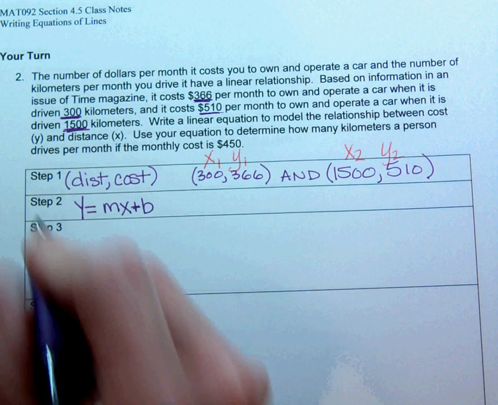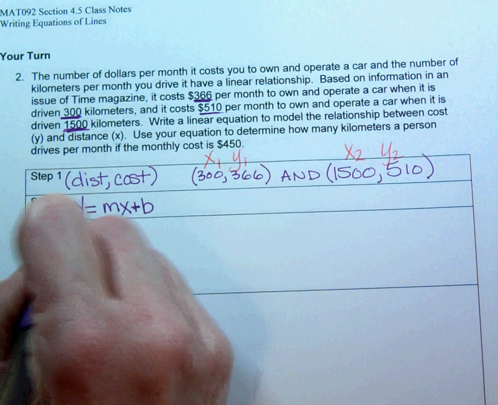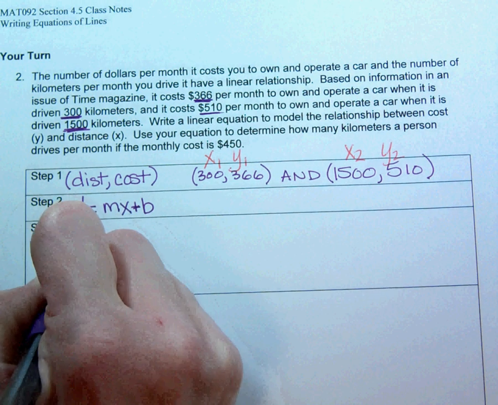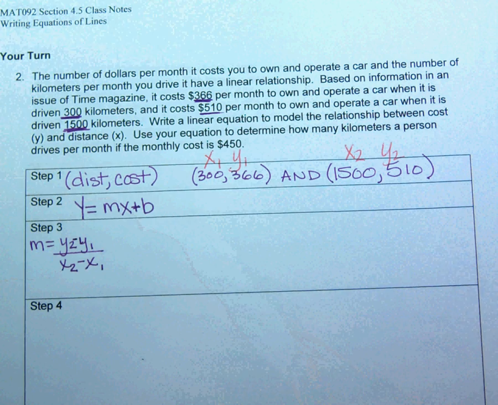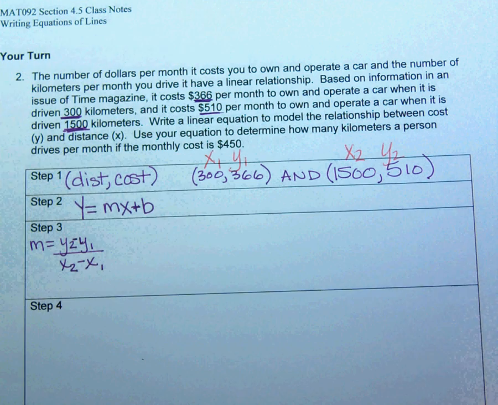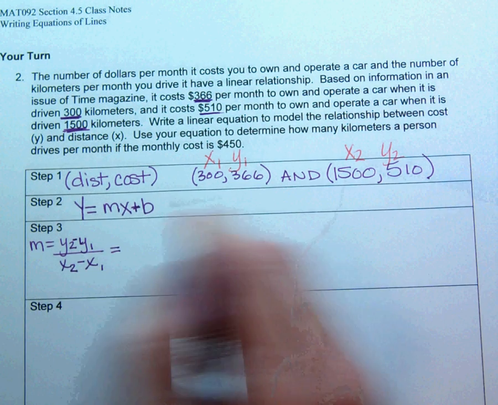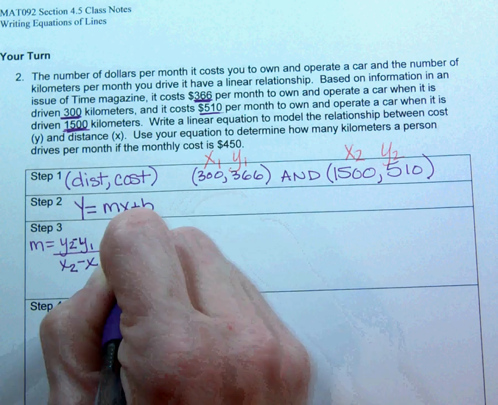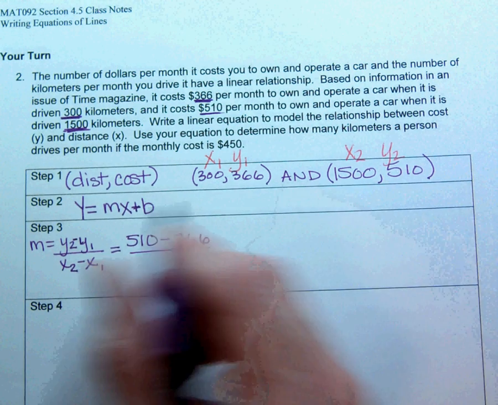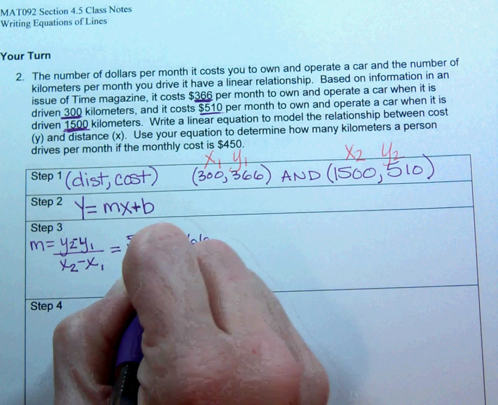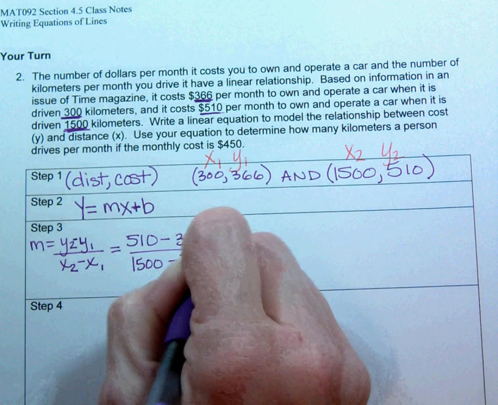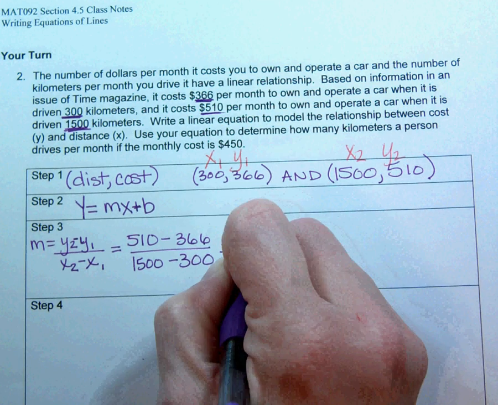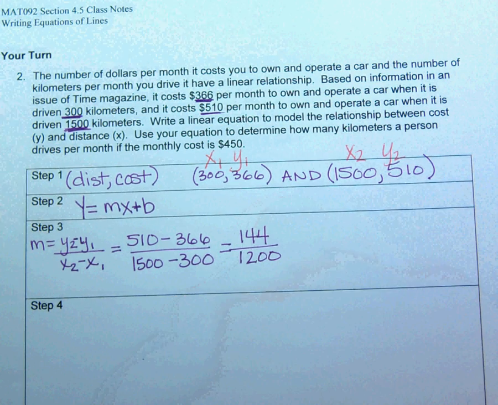So our slope formula is y2 minus y1 over x2 minus x1. So y2 is 510 minus y1, which is 366, and x2 is 1,500 minus x1, which is 300. This gives me 144 over 1,200.